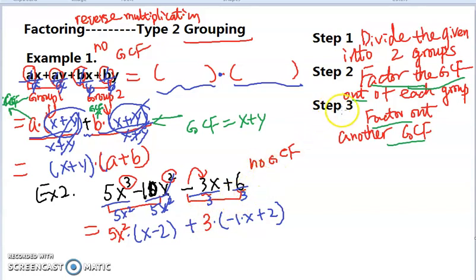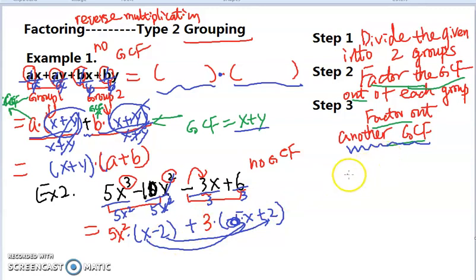But the problem is we cannot do the third step. We need to factor out another GCF. But when we look at them, different from the previous case in example 1, where we found another GCF x plus y, in this case we got x minus 2 and negative 1 times x, which is pretty much negative x plus 2. They look very close, but they're different. This is positive x, but that one is negative x. And this is negative 2, but that one is positive 2.